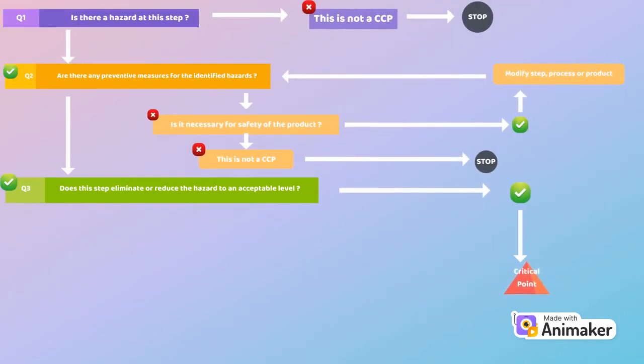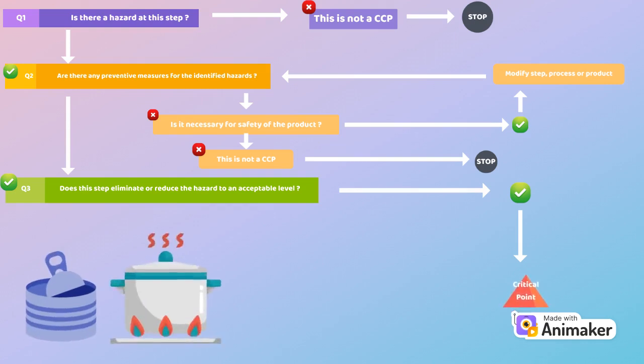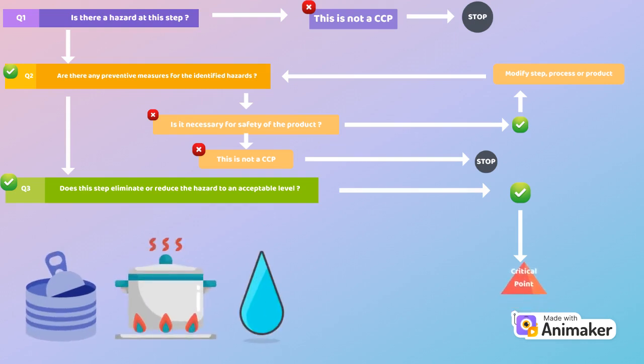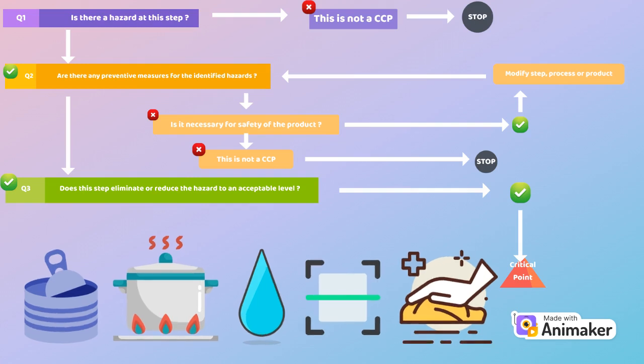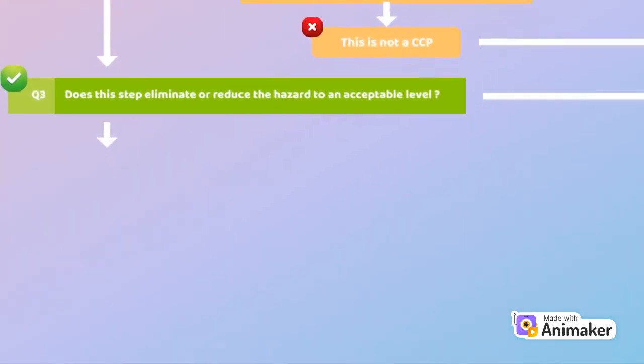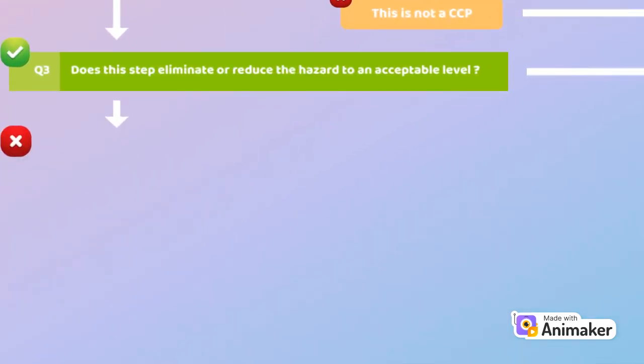These may be sterilization of food in a cannery, pasteurization, chlorination of cooling water, installation of a metal detector on a manufacturing line, or a specific cleaning and disinfection procedure. It is necessary to define acceptable and unacceptable levels while taking into account the objectives of the CCPs. If we answer no to the question, does this step eliminate or reduce the hazard to an acceptable level, we move on to the next question.